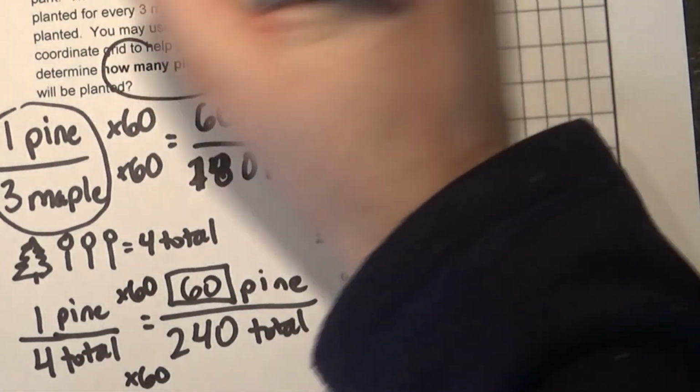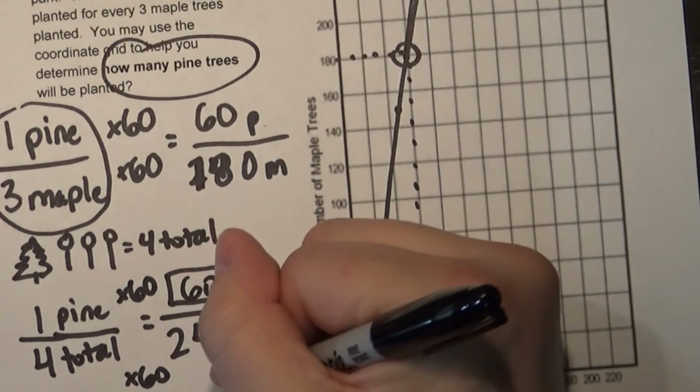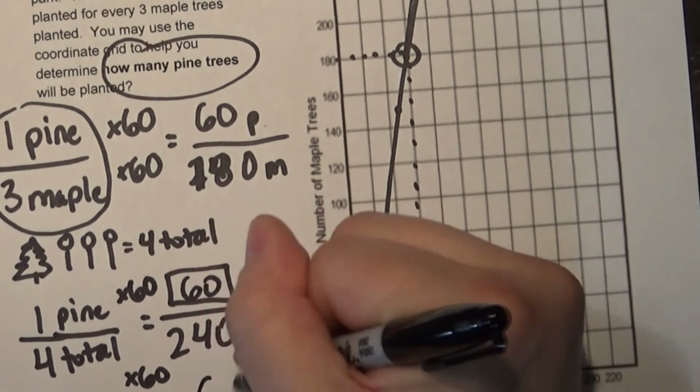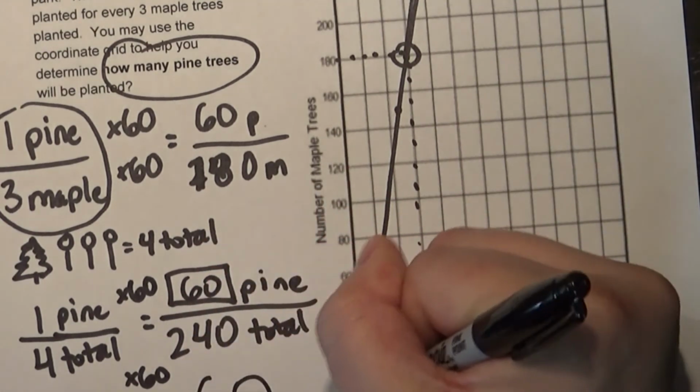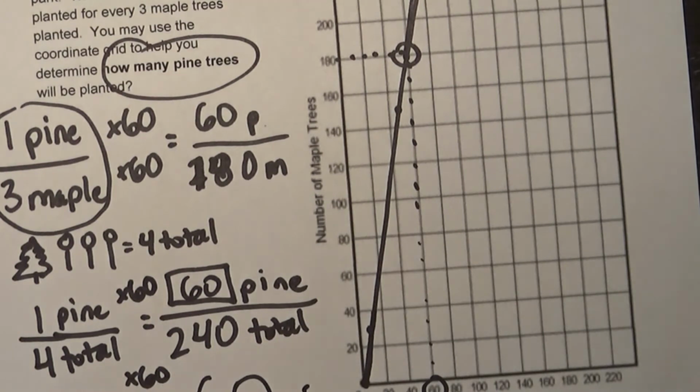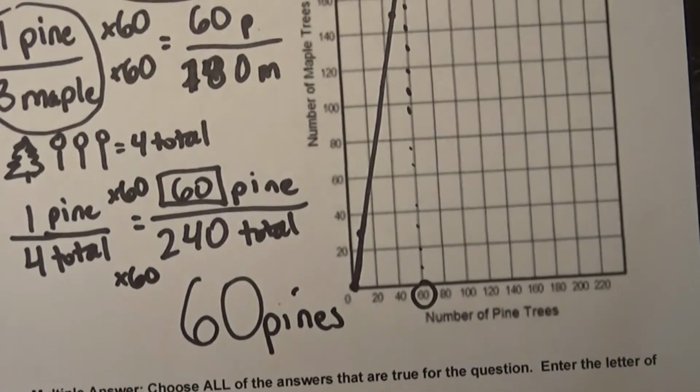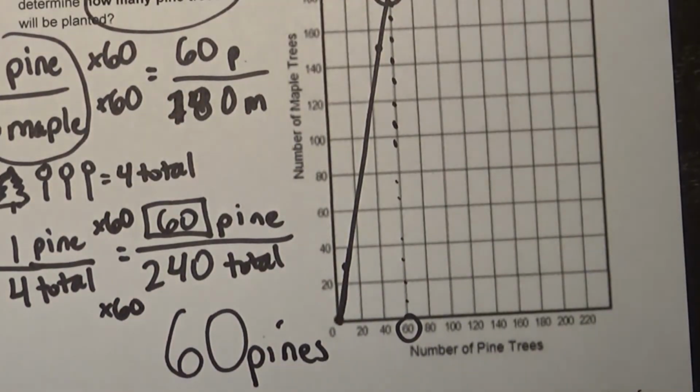So how many pine trees will be planted? My answer, of course, is 60 pine trees. And if my paper would move, there we go. There's my answer, 60 pine trees.